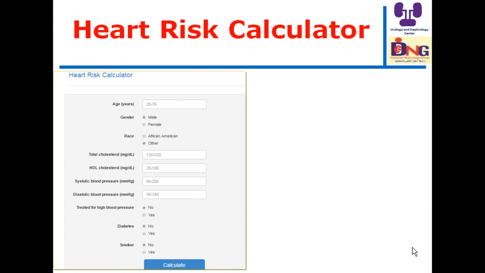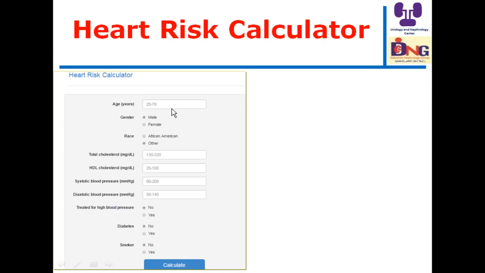Before I discuss hypertension, we should be aware of how to risk stratify the patients. One of the important risk stratifications is to know heart risk. And we are fortunate today because we have a lot of technology. If we write on Google "heart risk calculator," you will find this page.